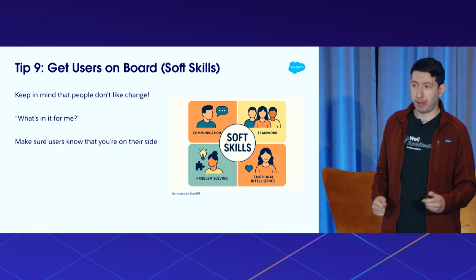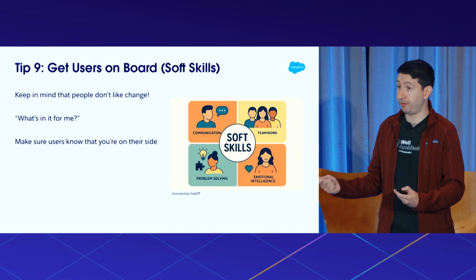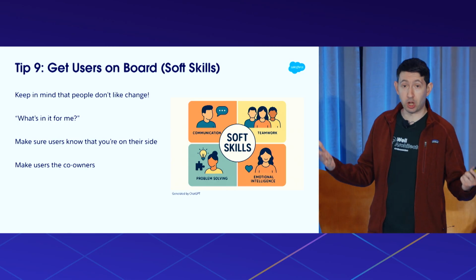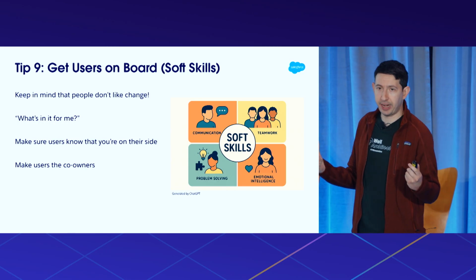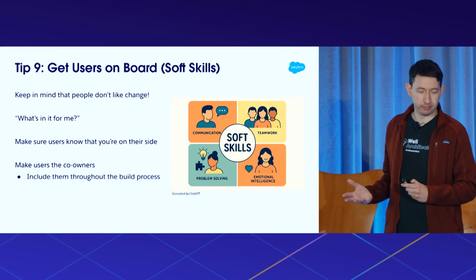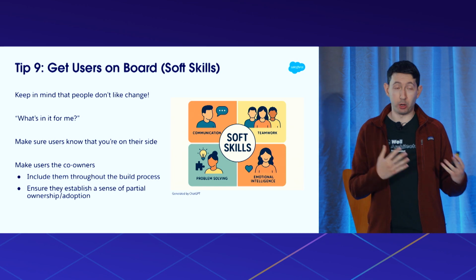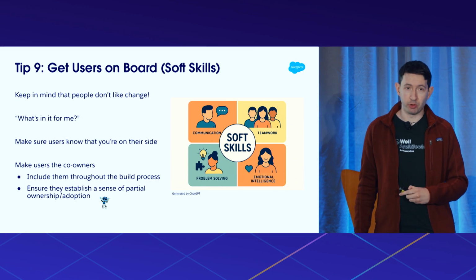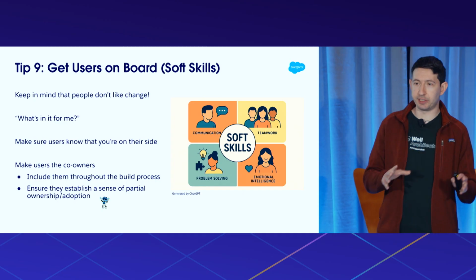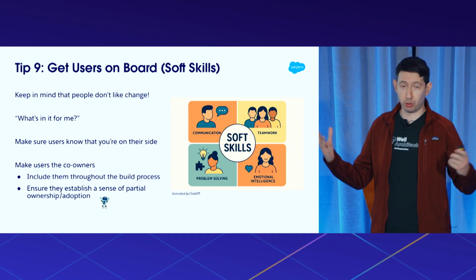And make sure that the users know that you're on their side. You're building this for them to make their job better, to make their job faster, right? You're delivering the tool for them. If you can, make them the co-owners. Make them feel like they are engaged in this build process, right? Include them while you're building it, right? Make sure they establish a partial sense of ownership and a partial sense of adoption when it rolls out, right? At the end of the day, when we roll this out, that shouldn't be the first time users are seeing this tool. We want to make sure they're involved in the decision making so they can be your champions rolling it out to the rest of the team.